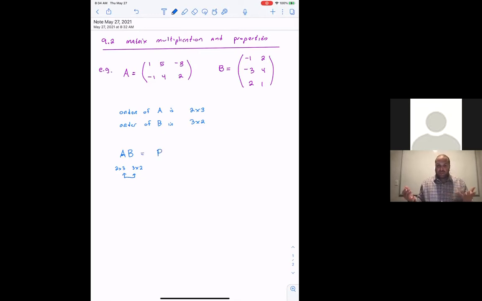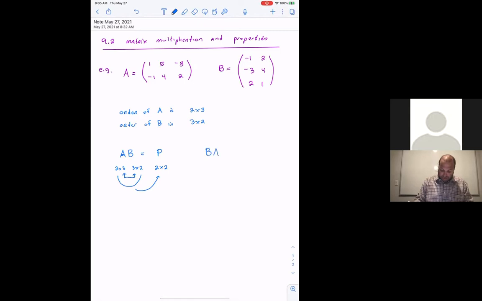And once we know matrix multiplication is allowed, then we're interested in the product. We're interested in the matrix that I get back, assuming that it is a matrix, because I haven't defined exactly how to multiply matrices, but it is a matrix. And its dimensions will be the dimensions of the outer two numbers. So when you multiply a 2 by 3 matrix by a 3 by 2 matrix, it's well defined, you're allowed to do it, and you get a 2 by 2 matrix result.